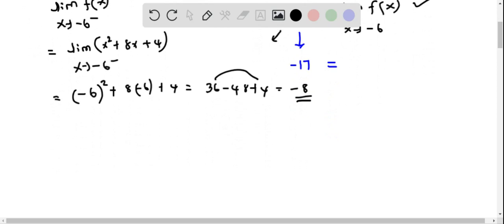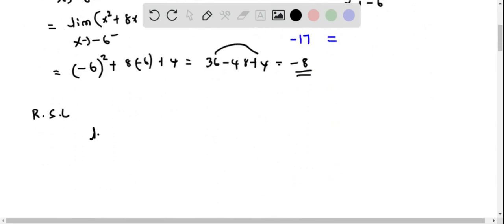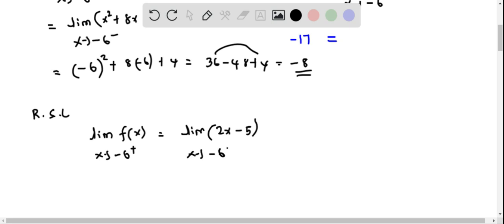Now let's find the right side limit. For this, we have to use the second part, that is 2x minus 5. So we write down the limit of f of x as x approaches negative 6 from the right. Therefore, this equals the limit of 2x minus 5 as x approaches negative 6 from the right side. We can now do the direct substitution. So this becomes 2 times negative 6 minus 5, and this equals negative 17.